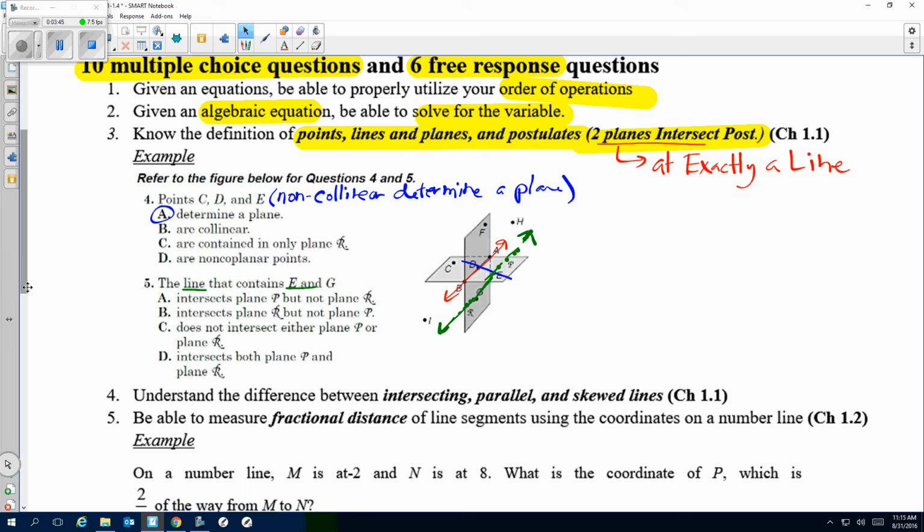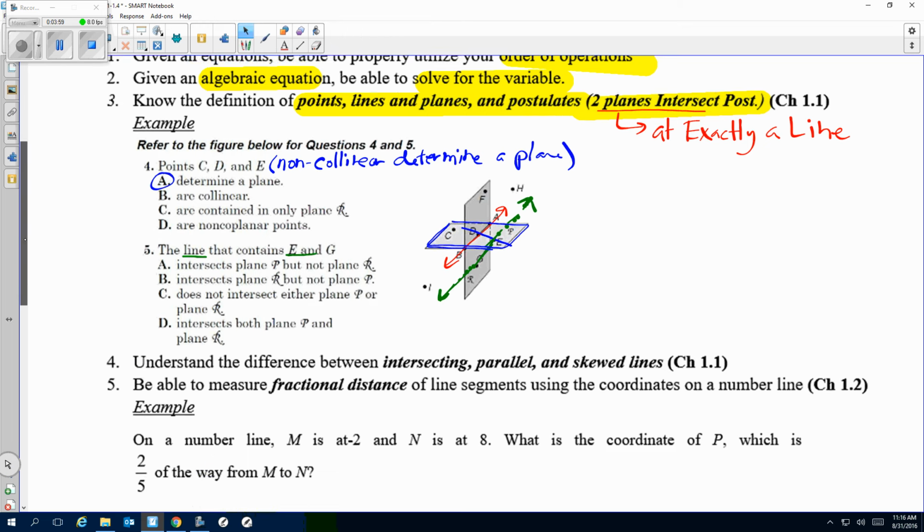No, P is the name of the plane. It's not a point. If it's the actual point, yes, there will be a dot. All right, so that's vocab on points, lines, and planes.